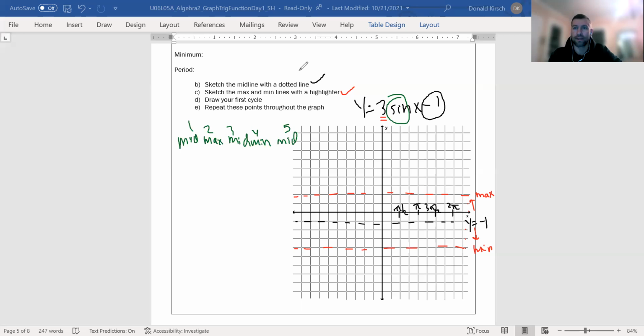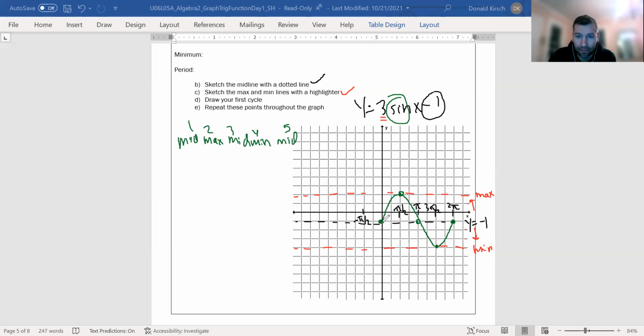And so now that we've got our axis labeled, we can start in the middle, which is no longer at the origin. It's on that dotted line. And our maximum is the high dotted line, then the middle back to the midline, the min back to the bottom, and the mid back to the midline. So we're not using our x-axis as our middle anymore. We're using different points. And now we can repeat these points throughout the graph by continuing.